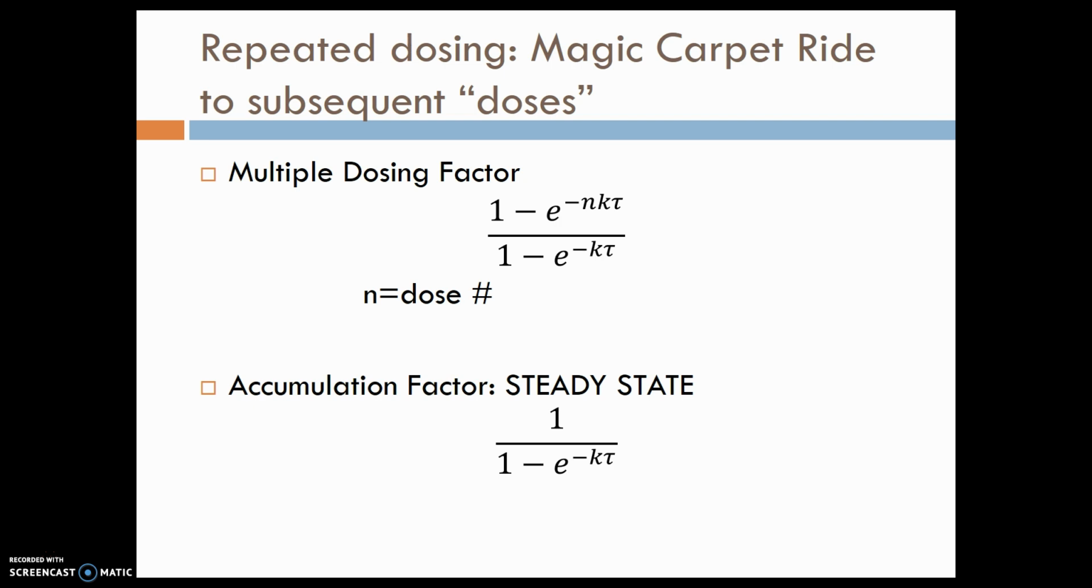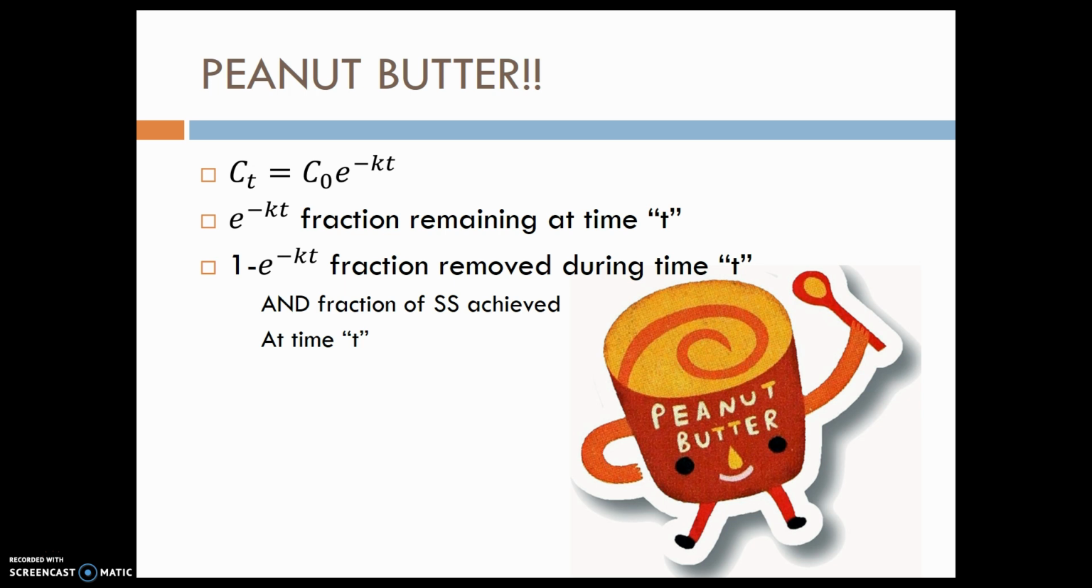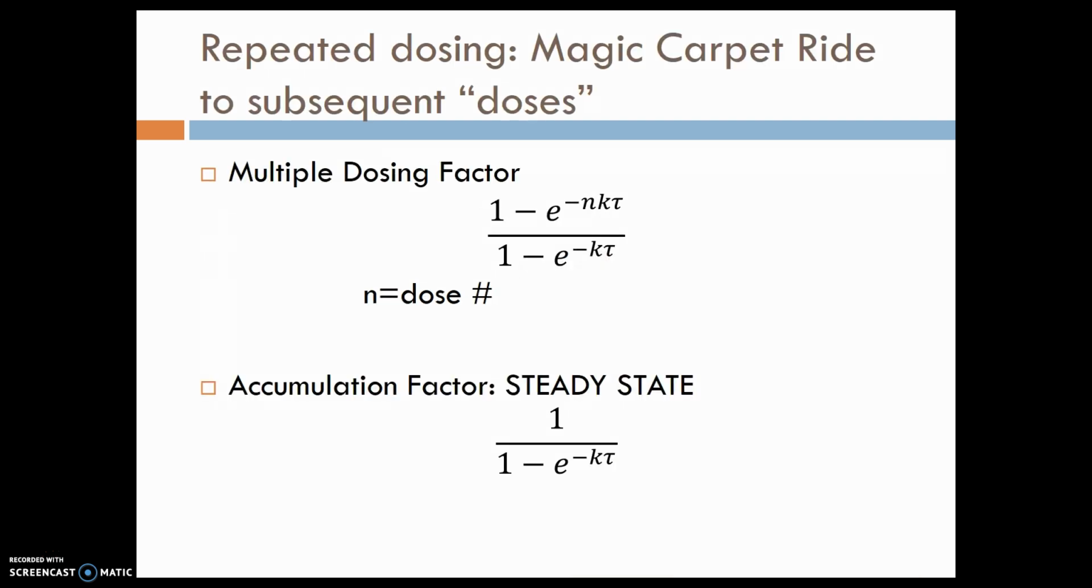Okay. Now, if we're doing repeated doses, remember this is just giving one dose, an initial dose, and having that decline. Whereas this is if we give repeated dosing. Repeated dosing, we're going to start having our magic carpet rides come into the equation. So we use the multiple dosing factor or function and the accumulation factor. These are really very similar equations. The accumulation factor takes you to steady state.